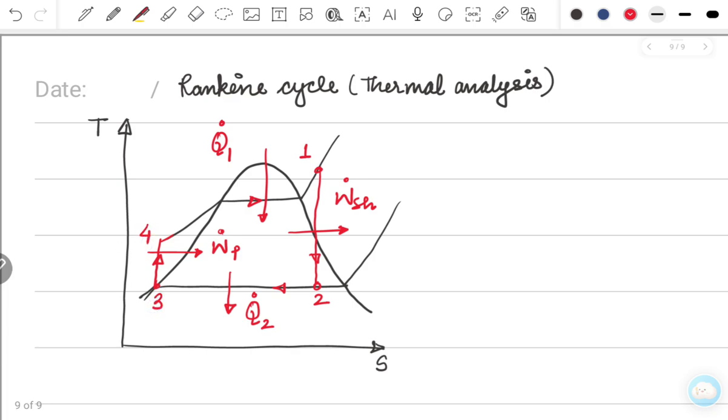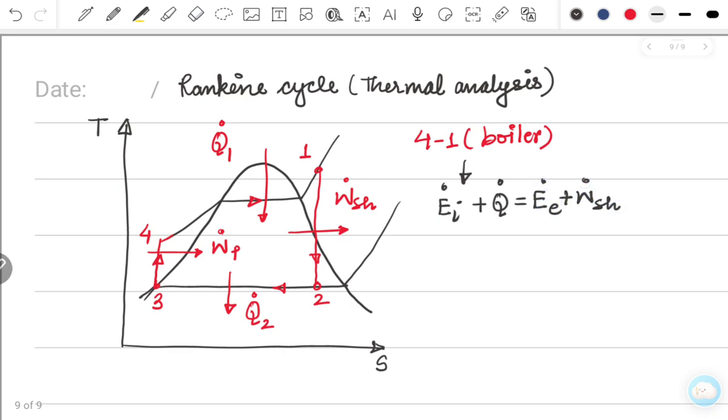Now, four processes we have in general. So let us do one by one, but let us take process 4 to 1, that is in the boiler. So if you look inside the boiler, if we apply the first law of thermodynamics for a flow process, then we can say that the total amount of energy which enters the boiler plus the heat transfer will be equal to the energy which is exiting plus the shaft work. This is your steady flow energy equation.